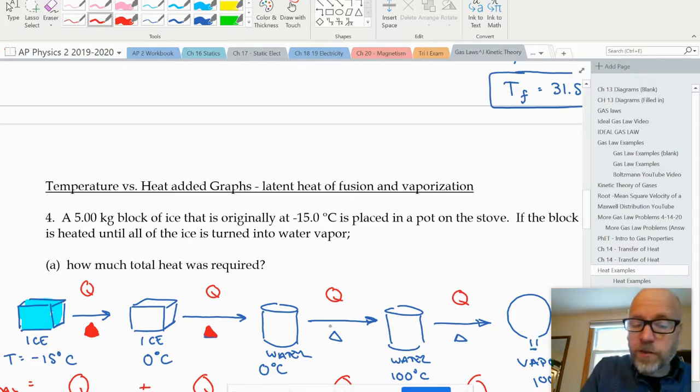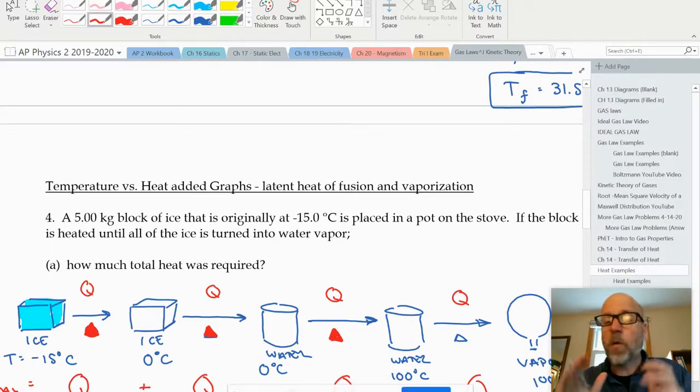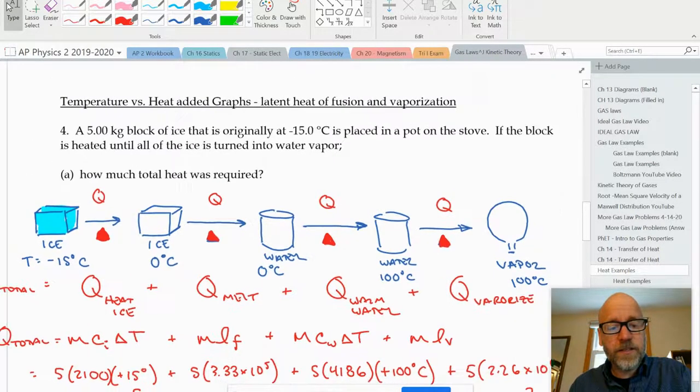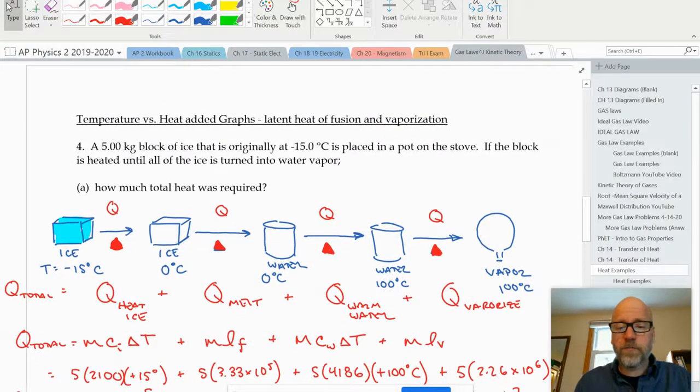Then, as you continue to add heat, that water goes from 0 degrees to 100 degrees Celsius. Once it reaches 100 degrees Celsius, any additional heat that is added into the system goes into changing it from a liquid to a gas, and we end up with water vapor. When I draw the picture out like that, it becomes clear to me that I can break the heat necessary down into steps.